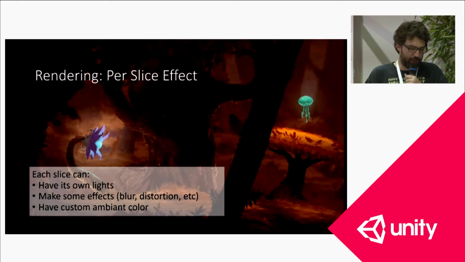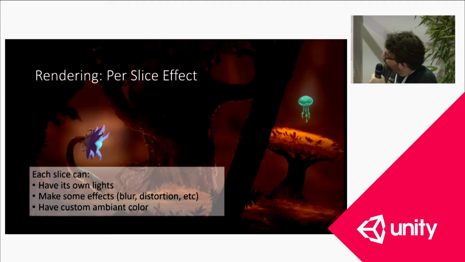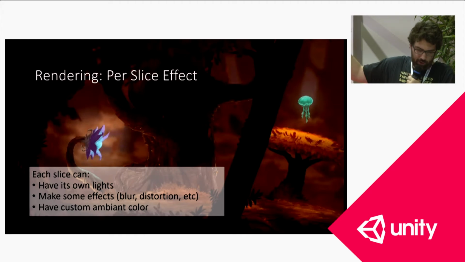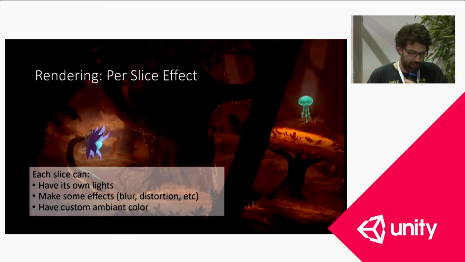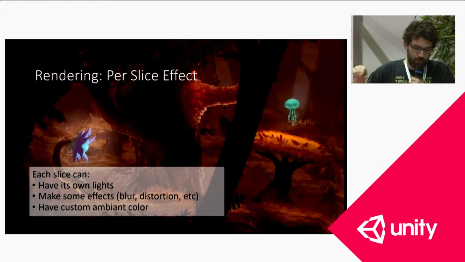Then with those slices, we can put some effects on them. Here it's not super visible, but we can blur only one slice if we want. We can add lighting in only one slice, and it will not affect the others. So it's very practical to light the scene.